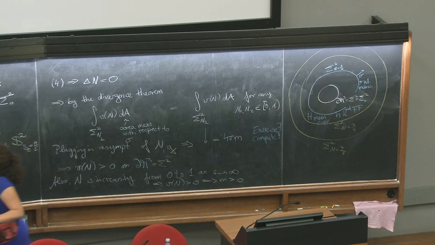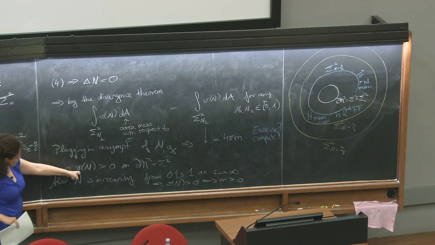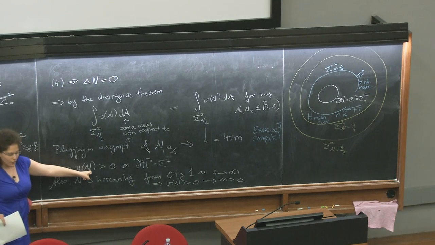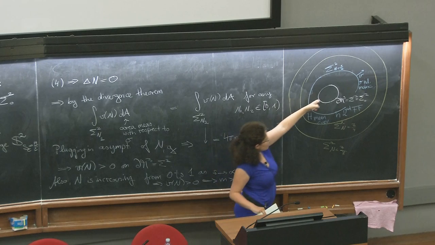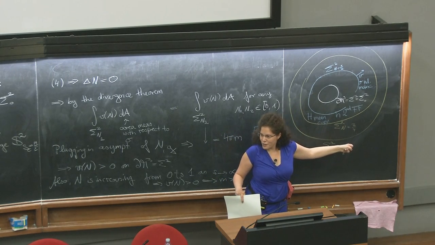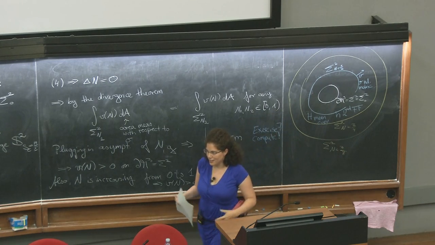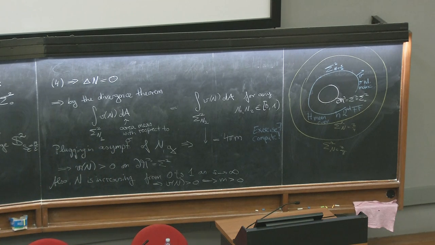So Israel wouldn't have needed to assume this either. And there were some other conditions, as I said, that I didn't write. This is just the conventional way to write it. So let me say again, we know from the Gauss-Codazzi version of the static equations that nu of n is a constant on the horizon. From the fact that n is increasing, we know that nu of n is positive, so it's a positive constant on the horizon. Okay, so now let's begin with the proof.